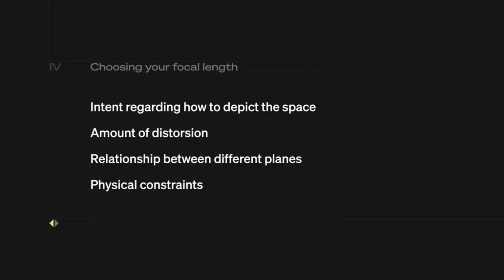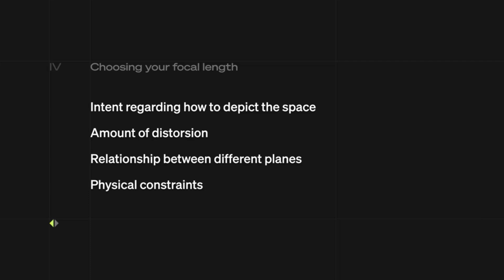So how do you choose your focal length, basically? I think the main thing to start with is the intent regarding how to depict the space. How do you want it to be perceived? Do you want it to look wide? Do you want it to look flat? Do you want it to look immersive or not? As you've seen, the focal length will completely change the relationships between elements within that space, so whether you're creating overlaps or not.